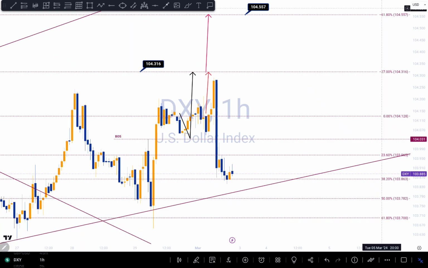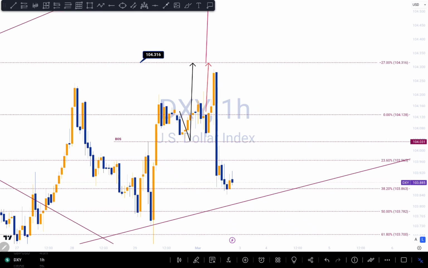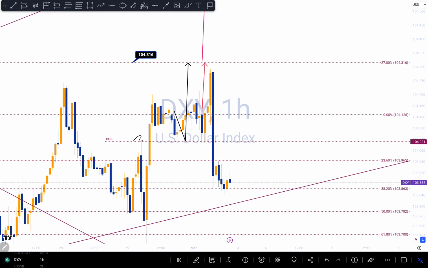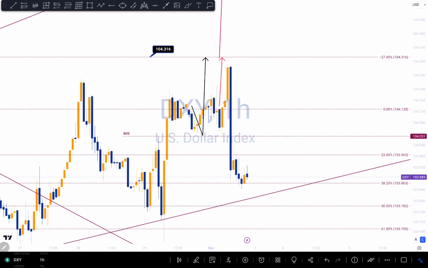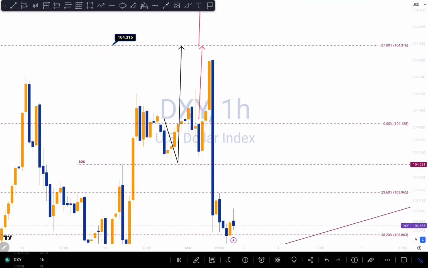And I said there's a possibility for the XY to actually push down to around this area right here, which is 104.031. I said there's a possibility for it to actually get there before pushing to the upside, right? Because I was predicting more of an uptrend. But as we can see, there was a break of structure on the line, and we can see that the XY actually got there and started reversing to the upside.